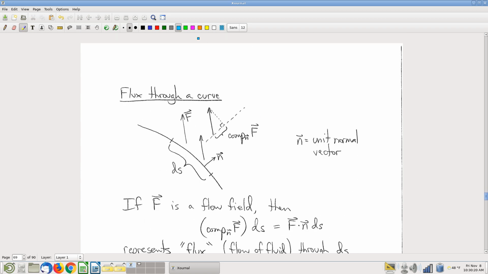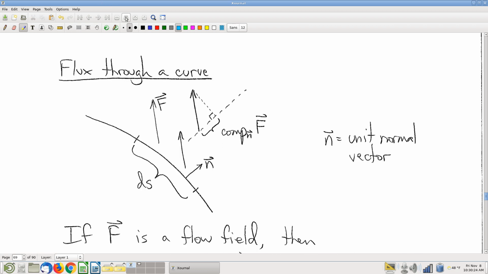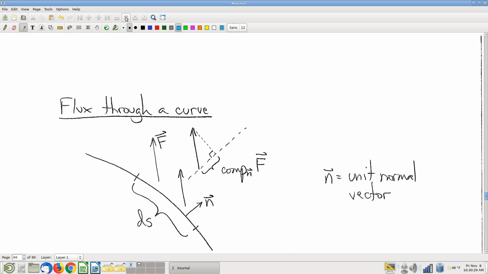Next thing we're going to do, this is going to seem like a change of subject, and it kind of is, but we're going to define a new thing called flux. Y'all may or may not have heard of this term before. If you have, cool. If you haven't, don't worry about it. But I want to give you some sense for what flux is before we go through and talk about how to compute it.